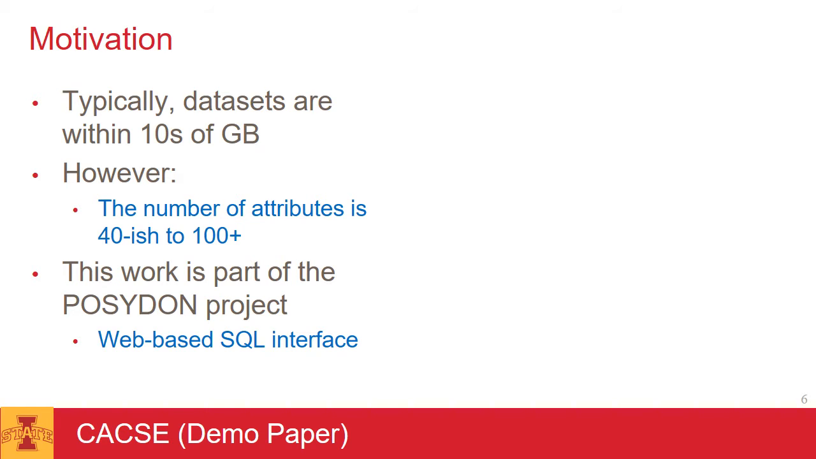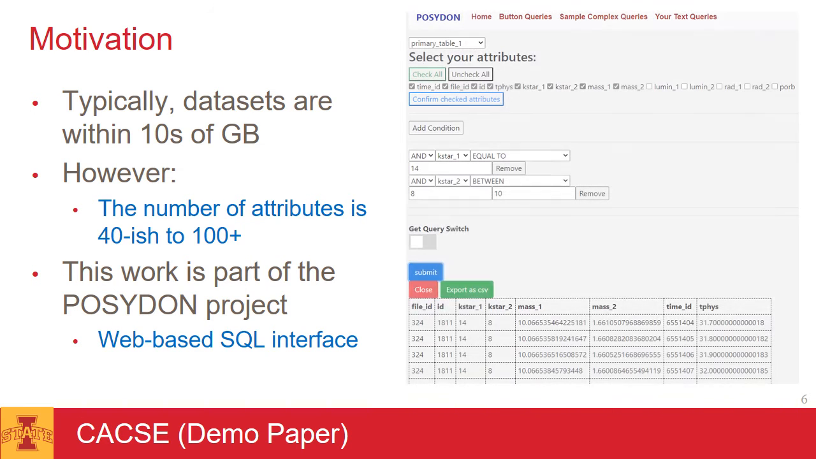What I'm about to present is part of the Poseidon project, the astrophysics project that is run under this joint collaboration between Northwestern University of Geneva and Iowa State University. As part of this project, we have developed our own web-based SQL interface, a snapshot of which I'm showing here, where the users can select the data set and check the attributes that they want to query for certain ranges of their values. Actually, the interface is much richer.